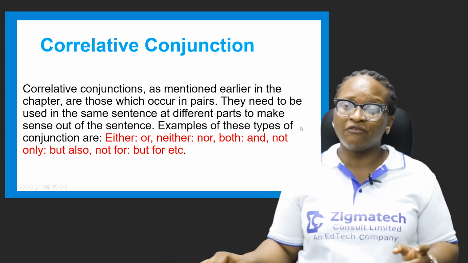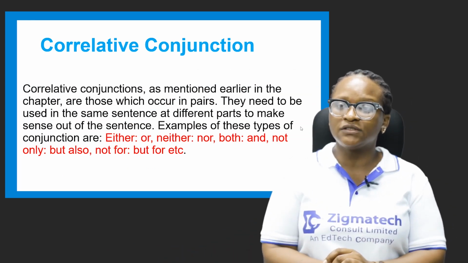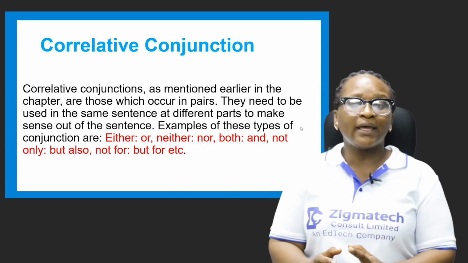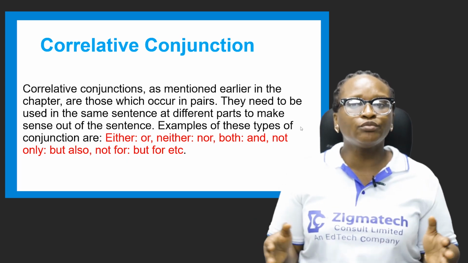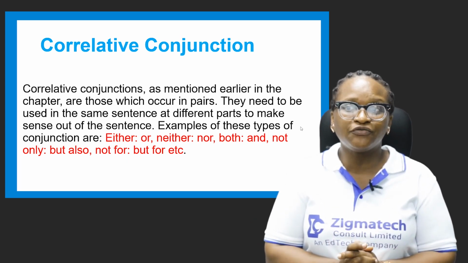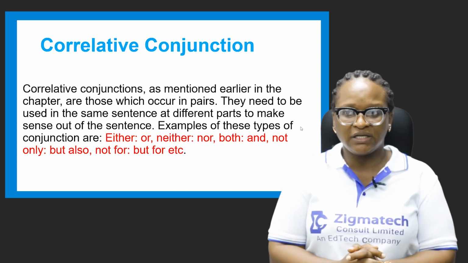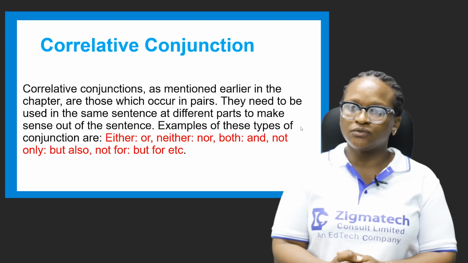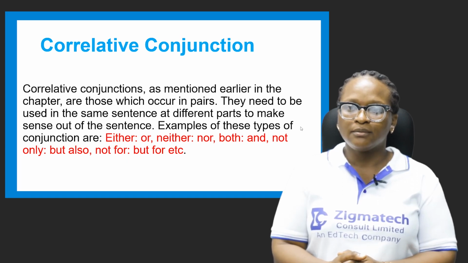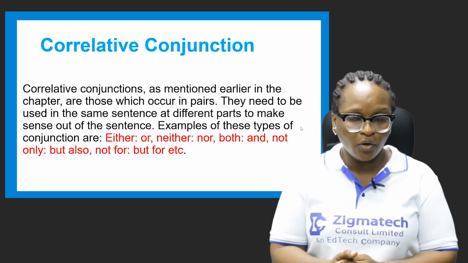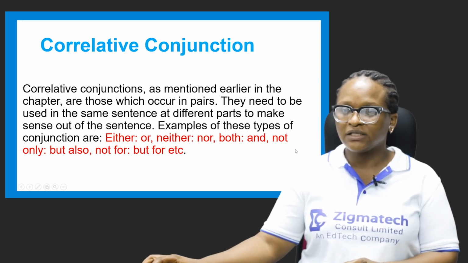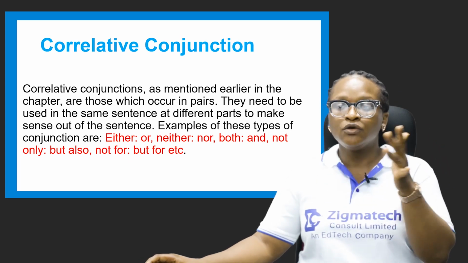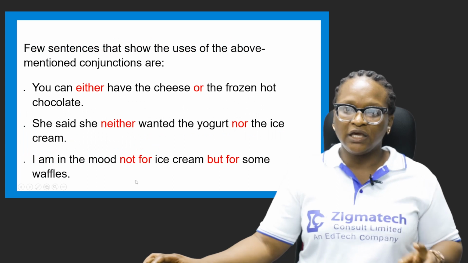Now let's look at what we have here. It says correlative conjunctions, as mentioned earlier in the chapter, are those which occur in pairs. They need to be used in the same sentence at different parts to make sense out of the sentence. These are the examples: either or, neither nor, both and, not only but also, not for but for, etc. We have hardly when, no sooner than, in case.